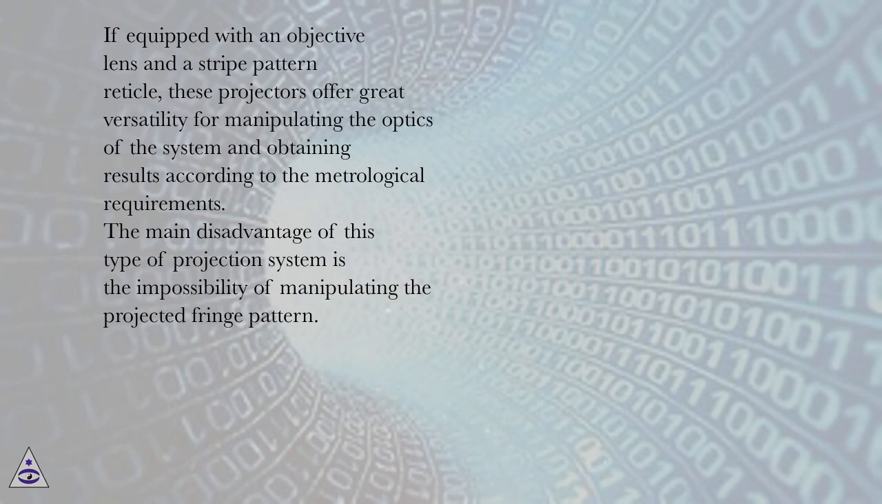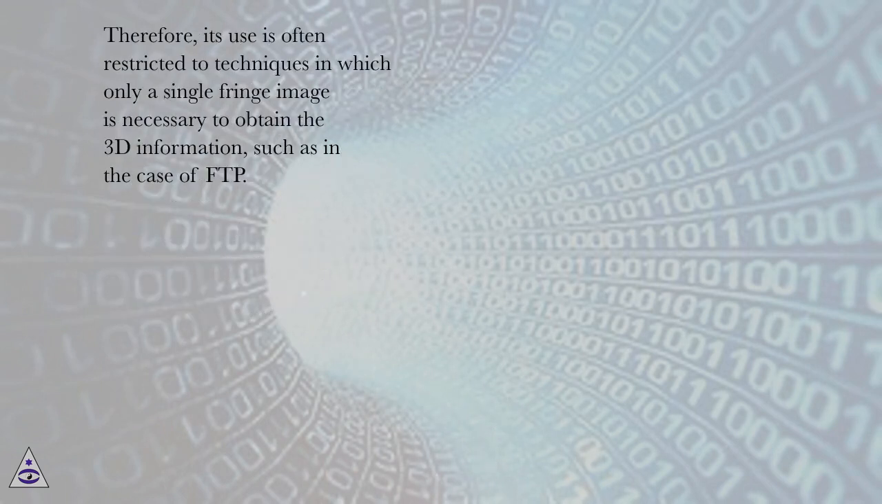The main disadvantage of this type of projection system is the impossibility of manipulating the projected fringe pattern. Therefore, its use is often restricted to techniques in which only a single fringe image is necessary to obtain the 3D information, such as in the case of FTP.